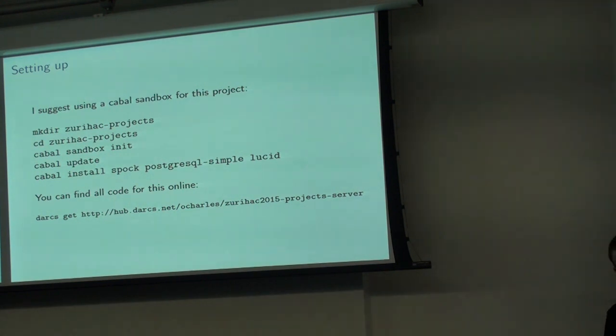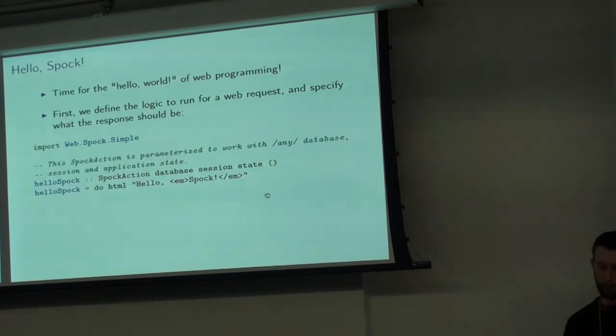I was under the impression that Spock actually offers some more safe way of accessing those parameters. So we use the simple library. Spock also has a safe one. I obviously wanted to go for simplicity. The safe one gives you a slightly more type-safe way of doing routing.